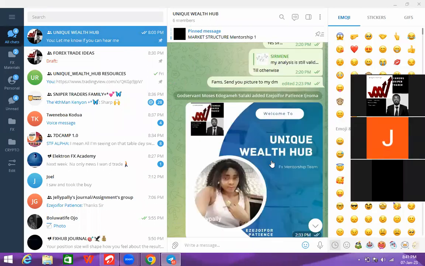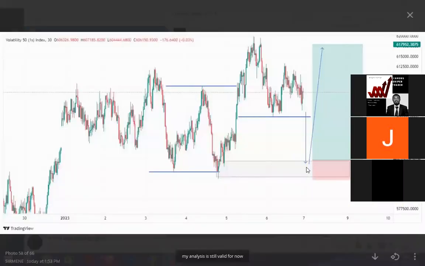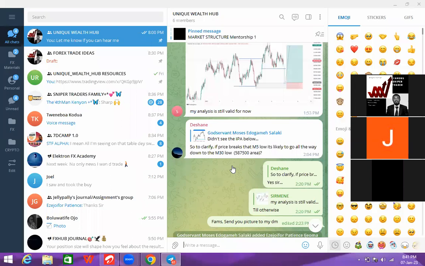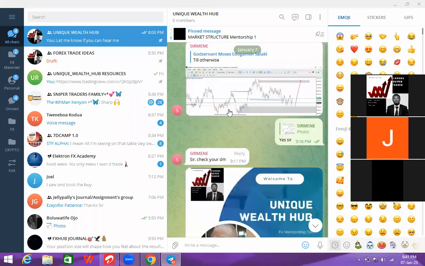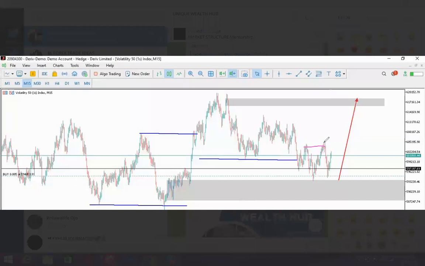This young man sent this. Okay, this was his markup, expecting price to come here. So price did. Price came into it, and when price came into it, you will see this break. Price broke here. The body closed above. Then we're expecting price to retrace downward, which price did, taking away this internal liquidity. So he got his entry on this. This was a sniper entry, the same zone I played.